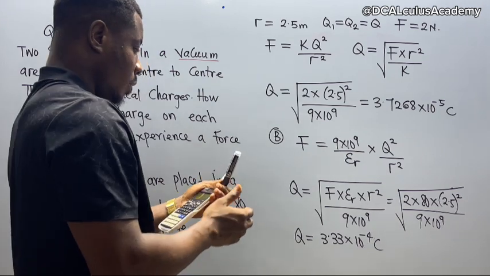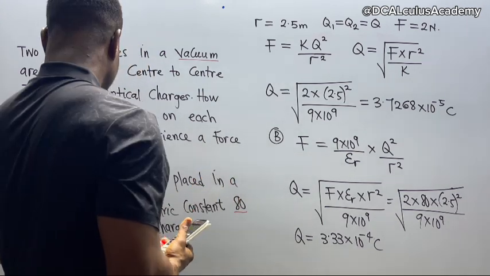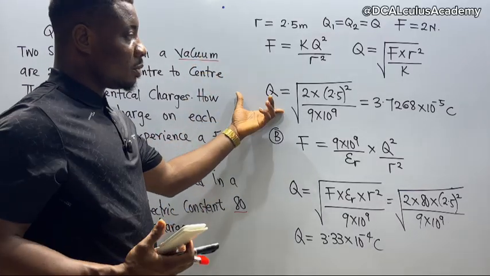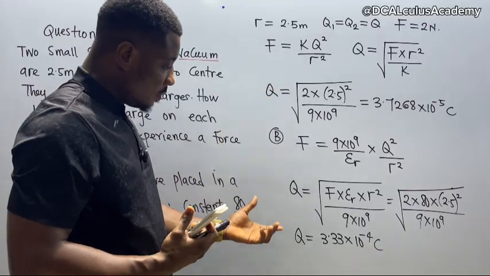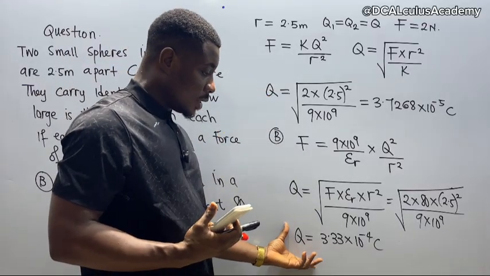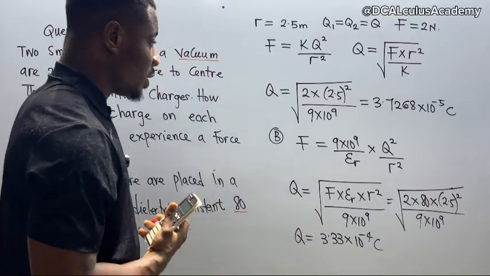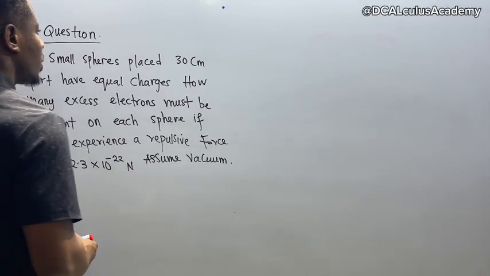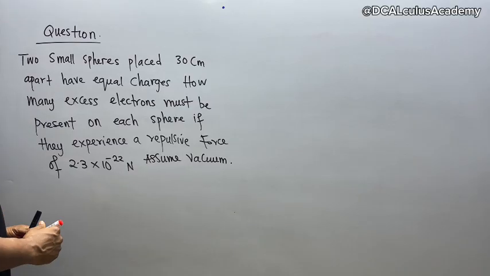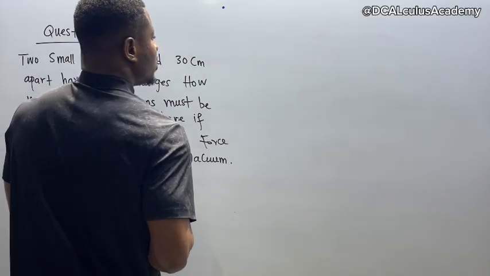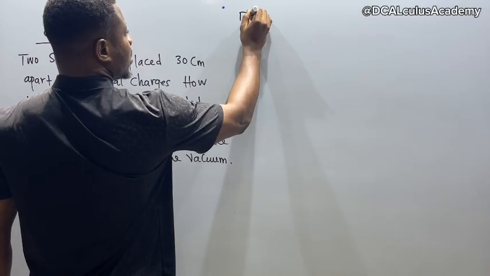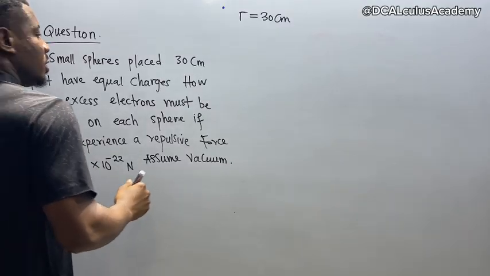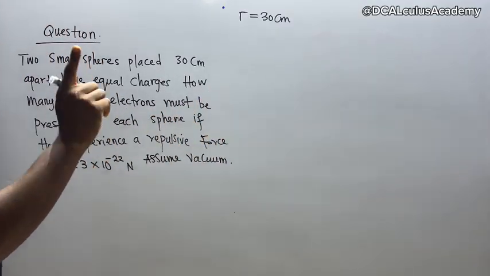When the charges are in a vacuum, this becomes the value of the charge. When the charges are in a medium, this becomes the value for the charge. All right, the question says two small spheres placed 30 cm apart, which means the distance between them is 30 cm, have equal charges. We know what that means. It means Q1 equals Q2.